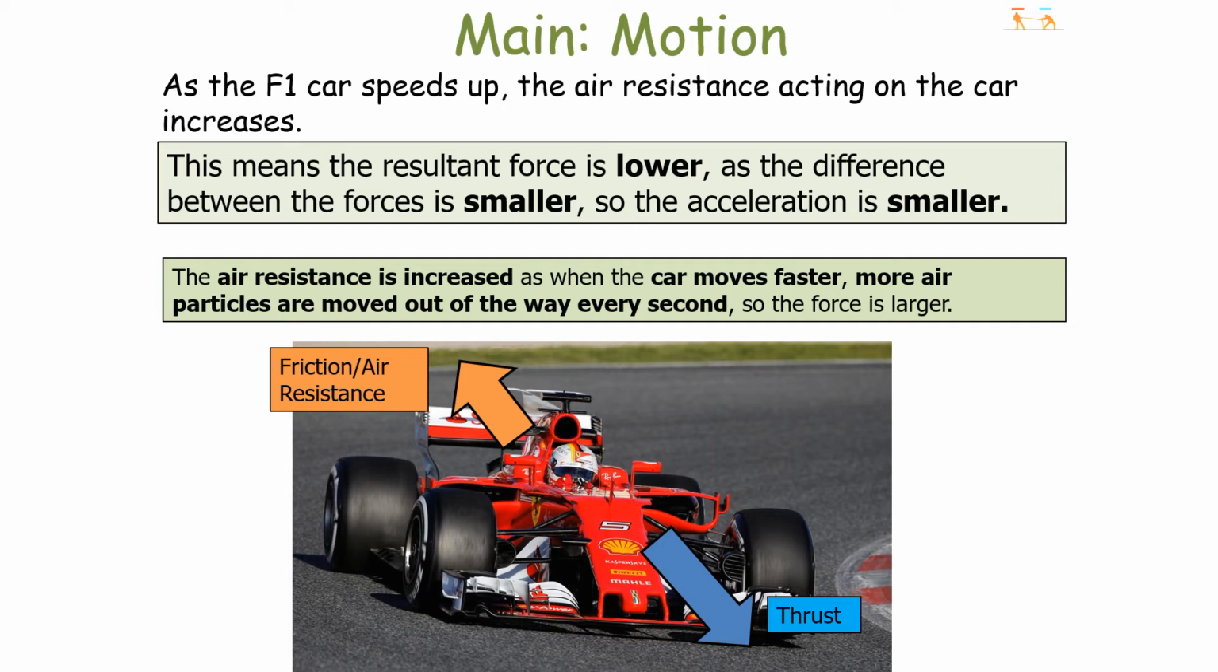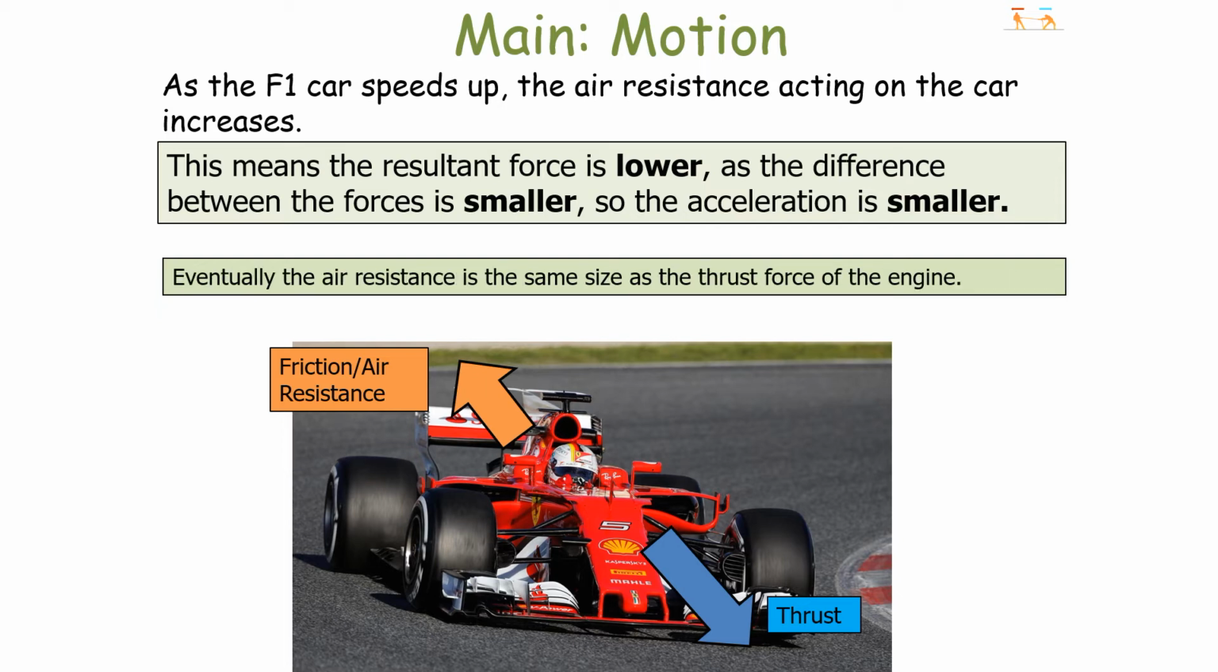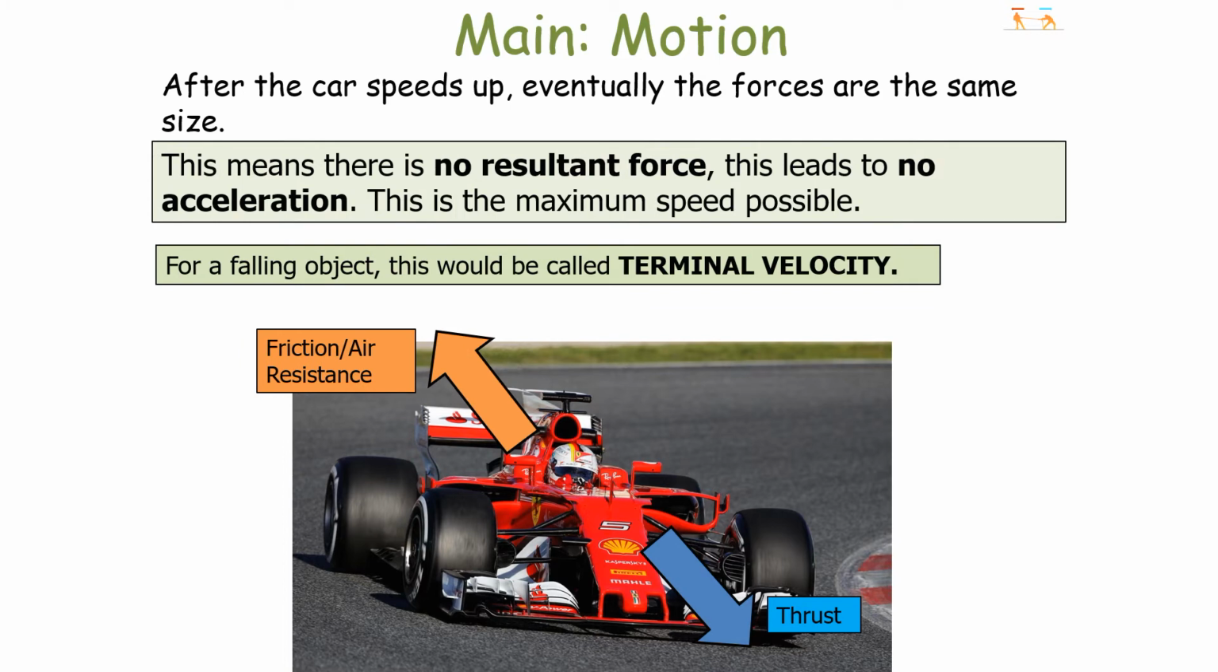So now the resultant or overall force is lower, because the air resistance and thrust are more similar in size now, so therefore the difference between the forces is smaller, so the acceleration is therefore going to be smaller. Now the air resistance will get larger and larger as more and more air particles are pushed out of the way every second, as the car moves faster and faster. Now this means eventually the air resistance will be the same size as the thrust force of the engine. Now when this happens, this means that there's no resultant force, because the two forces are the same size but are acting in opposite directions, so will cancel each other out.